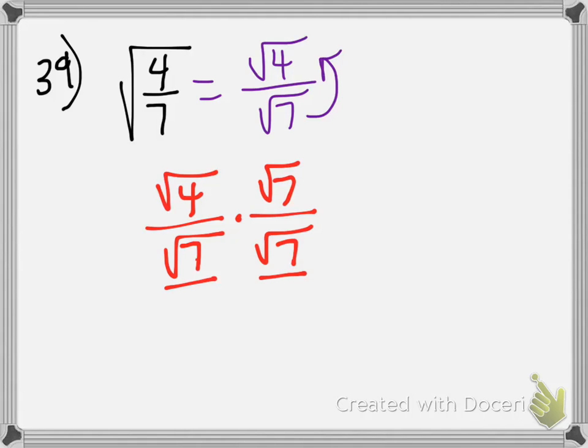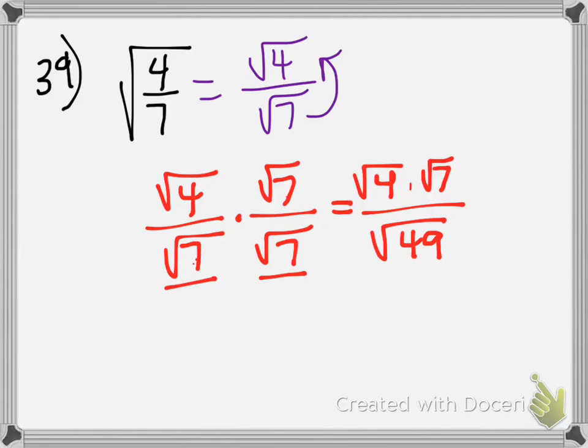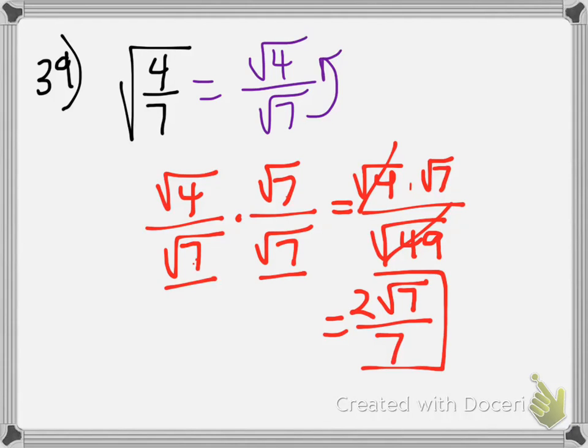And since I do it in the bottom, we have to do it in the top. So I have the square root of 4 times the square root of 7 over the square root of 7 times the square root of 7, which is the square root of 49. So let's see what simplifies. The square root of 4 is 2. The square root of 7 does not simplify. The square root of 49 is 7. And that is a simplified answer.